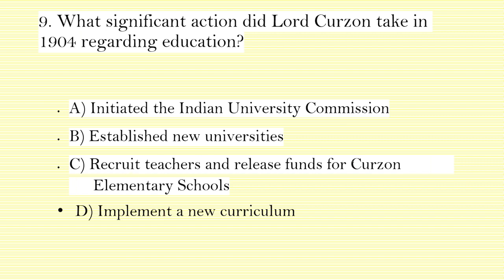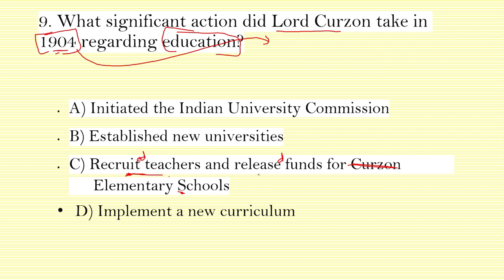So what is the correct answer here? He recruited the teachers, first thing, and the next one is he released the funds for elementary schools. Again, repeating the answer: in 1904, Lord Curzon took action regarding education. What action? He recruited teachers, and the second thing is he released funds for elementary schools. So C is the correct answer.